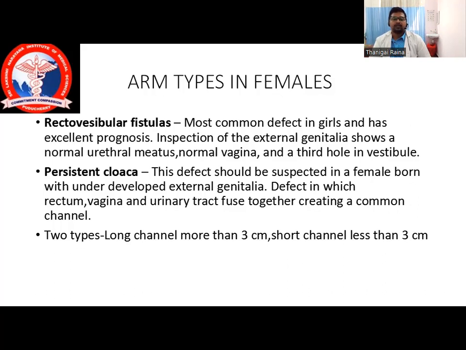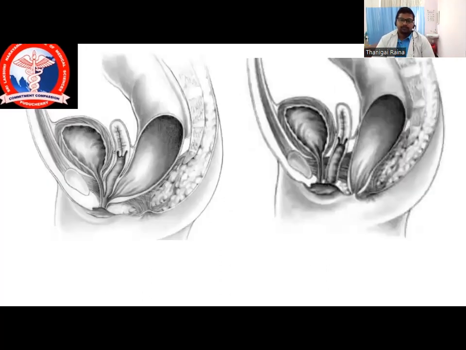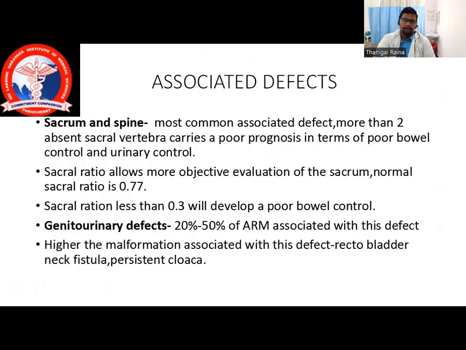So two types that I told earlier: long channel, more than 3 centimeter, and short channel, less than 3 centimeter. So in the second picture you can see three channels constituting this. So this is less than 3 centimeter. So this is very difficult to treat, persistent cloaca.